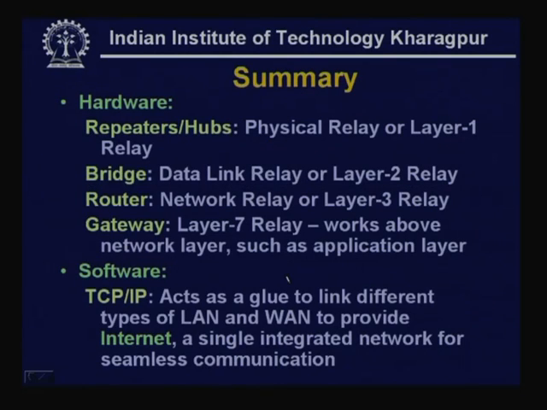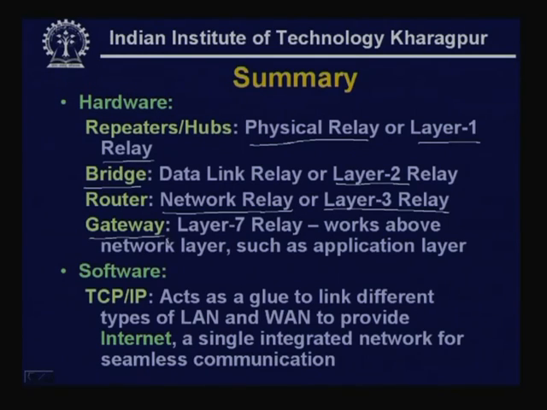Here is the summary of what we have discussed today. We have discussed 3 different pieces of hardware. One is your repeater or hubs, which operates in the physical layer, or layer 1, which can be considered as a layer 1 relay. Then we have discussed the bridge, which operates in layer 2, the data link layer, which can be considered as a data link relay or layer 2 relay. Then the router, which operates in the network layer, so it can be considered as a network relay or layer 3 relay.